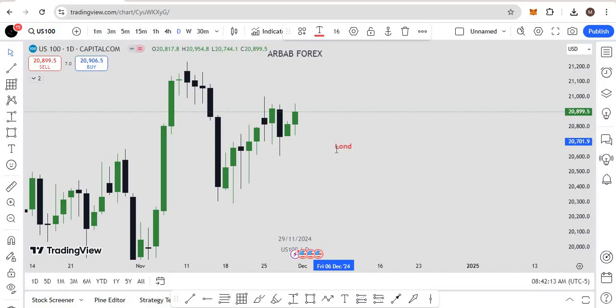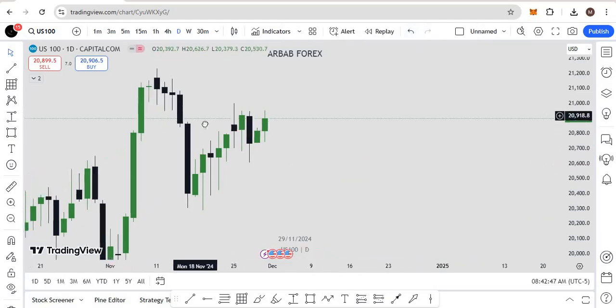For London, 3 a.m. to 9 a.m., and for New York session, 1:30 p.m., from a higher time frame perspective. This is for a person whose life is only running with trading, or a newbie who is not doing anything and just wants to start trading. So this is for them, not for you.